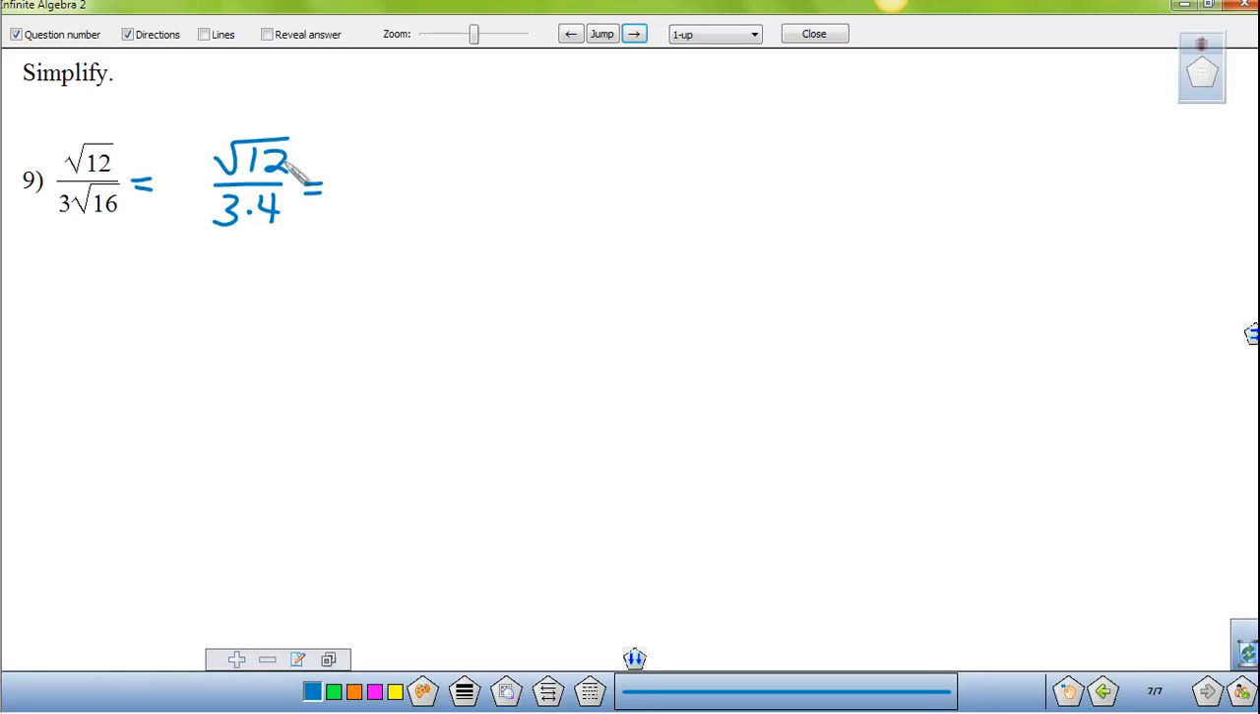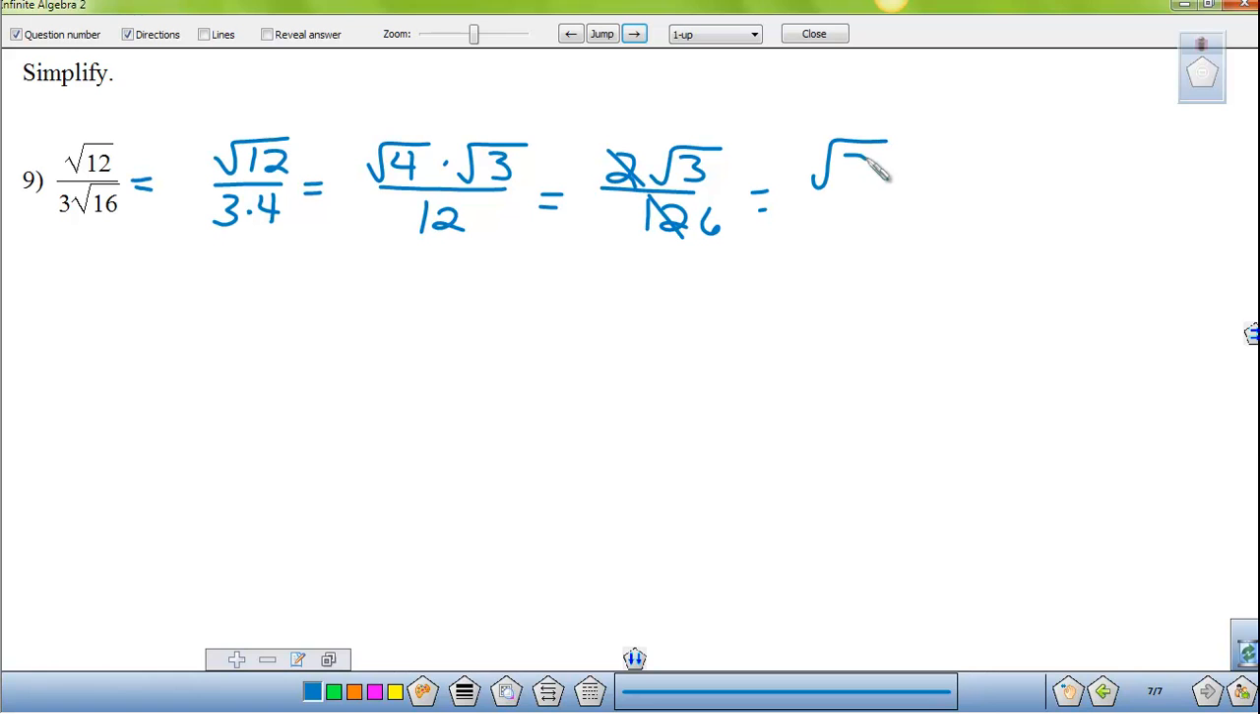But what we also need to understand is that 12 has a perfect square factor in it, and it would be 4 times 3. The square root of 4, we're going to replace that with a 2. Then we can cancel this 12 with this 2, and our final answer is the square root of 3 over 6.